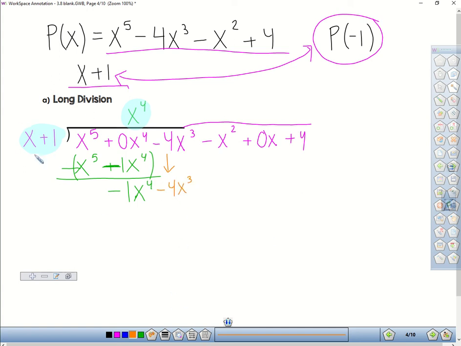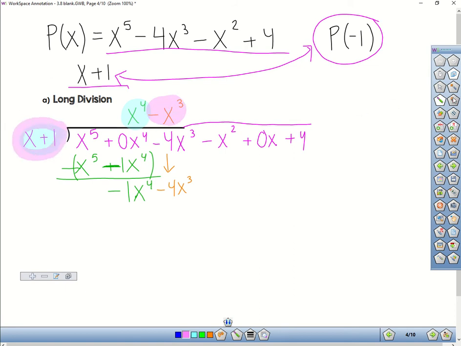Now we determine what would we multiply x by to get us to negative 1x to the 4th? Good, negative x to the 3rd. If I multiply negative x to the 3rd times my divisor, we should get the first terms to cancel out, which they will. So, what's negative x to the 3rd times x? Negative 1x to the 4th. That's what we always want. You always want your first terms to cancel out.